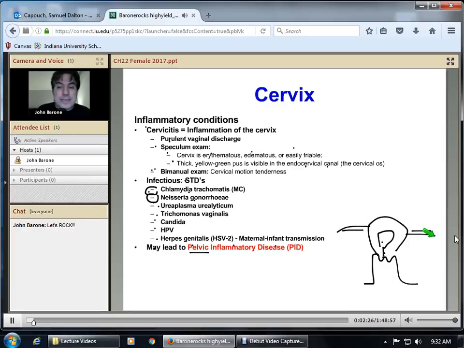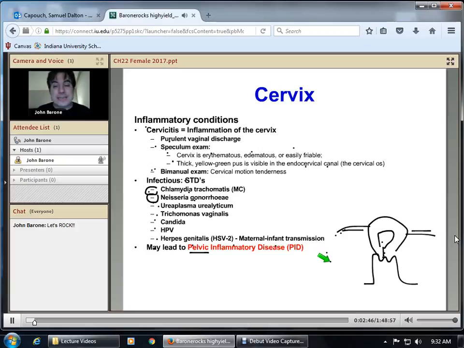Now it's going to keep ascending and it's going to the fallopian tubes. Now I'm going to have salpingitis. Now the pain is going to lateralize. It's going to go to the sides. So from midline pain, it's going to be more lateral, more adnexal. When I say adnexal, that's the ovary and fallopian tube area. So I'm going to get pain there.